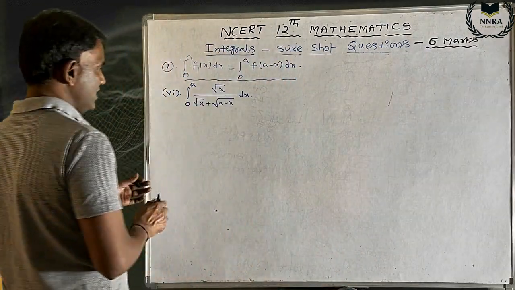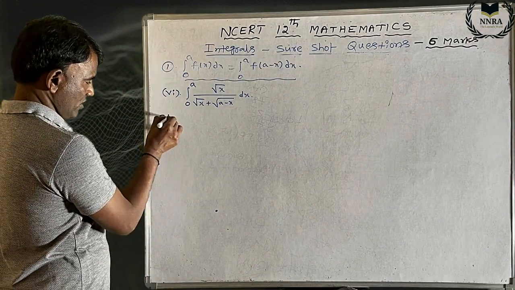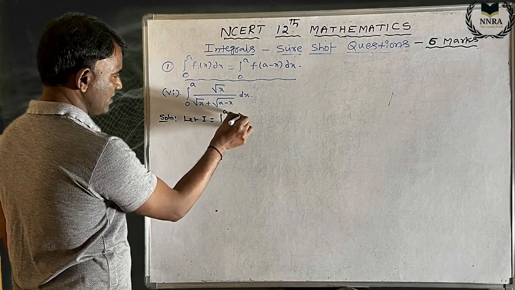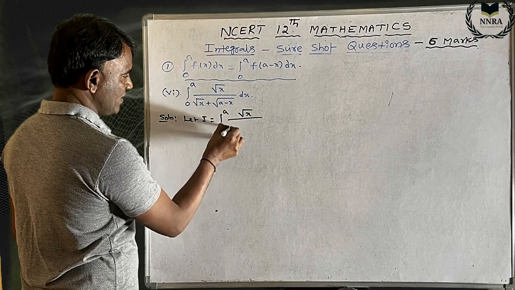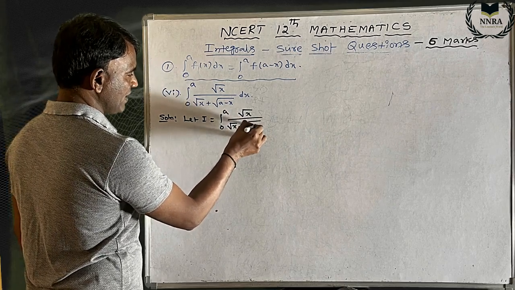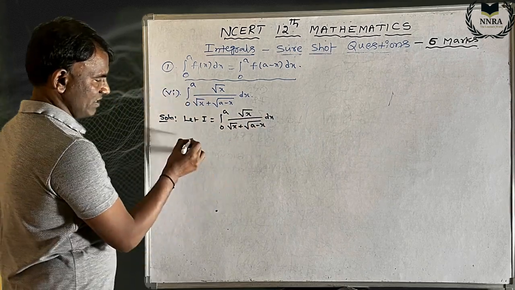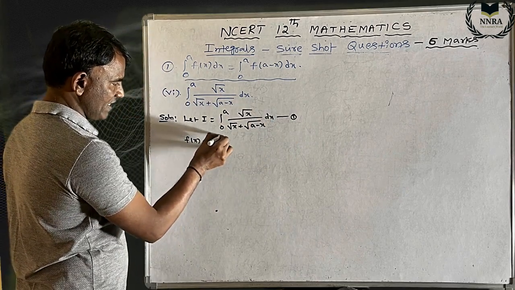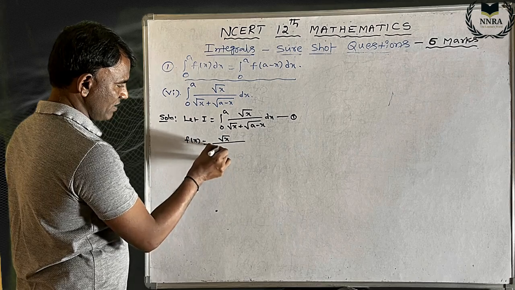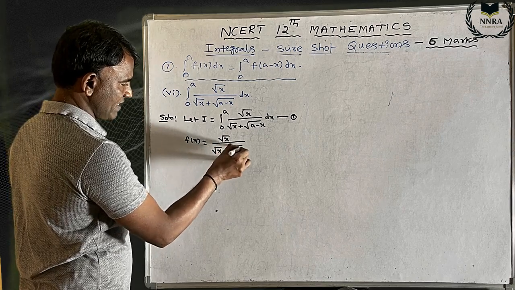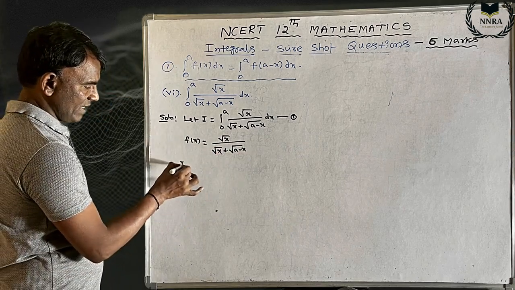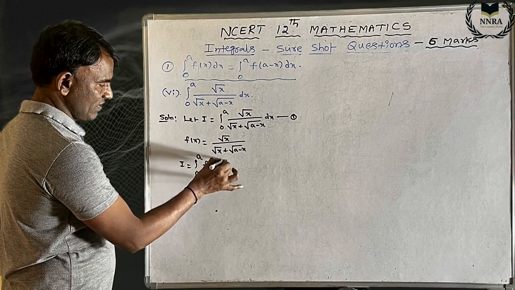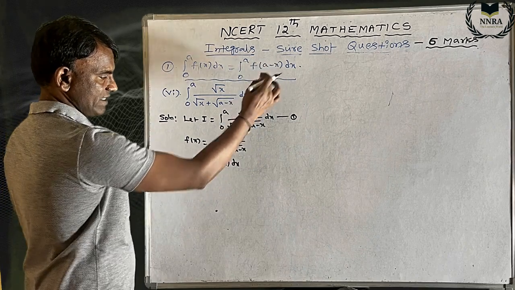Now this is the 6th question. So here also it's the same. I equal to the integral 0 to a of square root of x by square root of x plus square root of a minus x into dx. So equation number 1. What is the value of f of x here? Root x by root x plus root of a minus x, right? And again we write one more I, that is 0 to a of f of a minus x dx, like this.